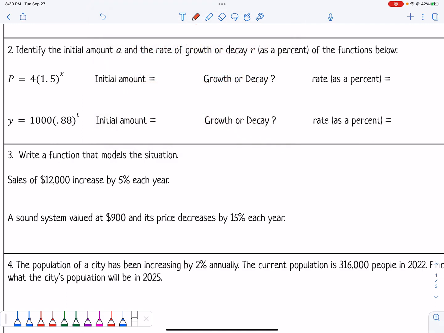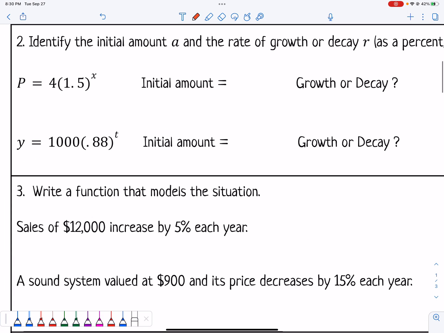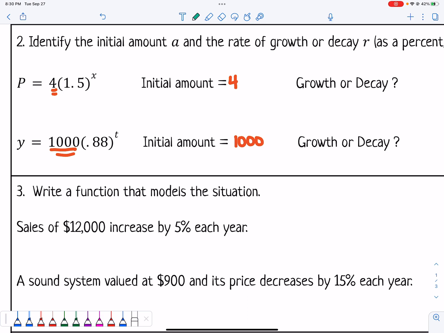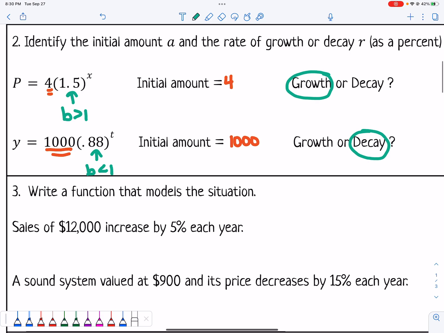Identify the initial amount a and the rate of growth or decay as a percent of the functions below. So for this first one, the initial amount would be the 4. And for the second one, the initial amount would be the 1,000. It's the number in front of the base. Then I can tell that the first one would be growth because this number, the b value, is greater than 1. So I'm going to circle growth. And for the second one, b is less than 1. So that would be decay.